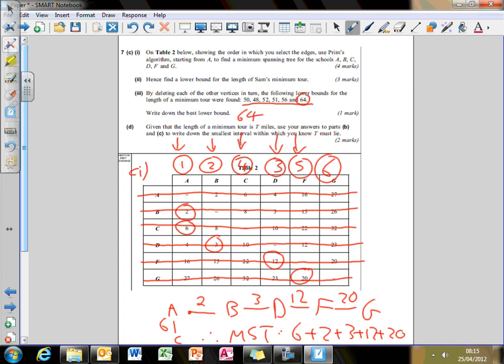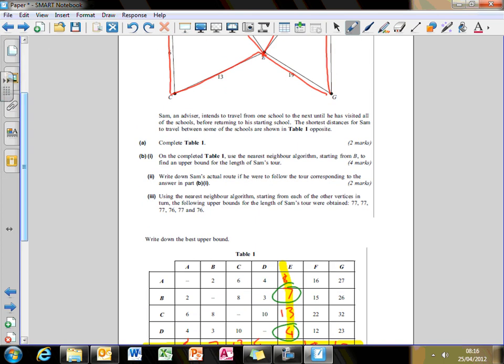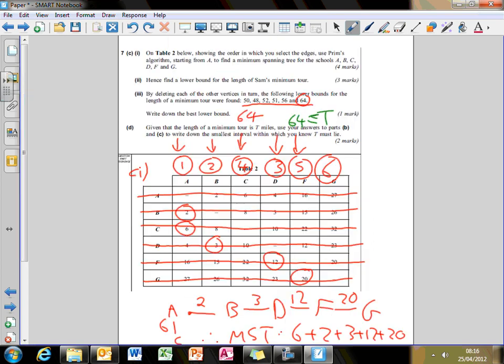And part D, I'll answer it in green up here. Given that the length of a minimum tour is T miles, use your answers to B and C. This is alright. So I know that 64 is my lower bound. So 64 is going to be less than or equal to T. And I've forgotten already, folks. I've got bad memory here. It was, of course, 76. So that's less than or equal to 76. You've got to write it in terms of mathematical symbols, use the inequality signs. We're mathematicians after all. And that's the question. That was a long question, folks.